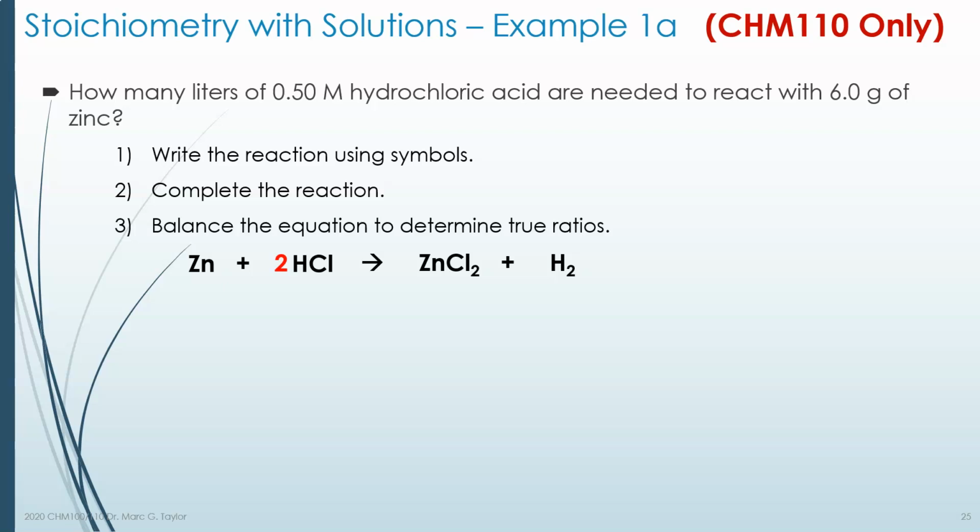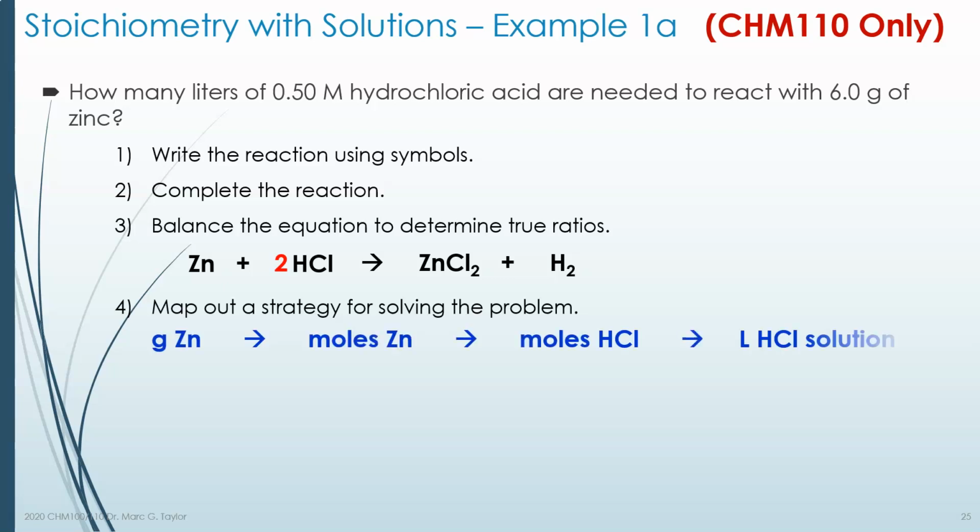Now we know the equation. Let's look at the problem. We need to map out a strategy. We are being asked for liters of HCl solution. We're given the concentration, and we are given the amount of zinc in grams that we start with. So zinc is what we have in this reaction. We have zinc, so we're going to start with grams of zinc. We know that the only thing we're able to convert grams to typically is moles. So we're going to get moles of zinc.